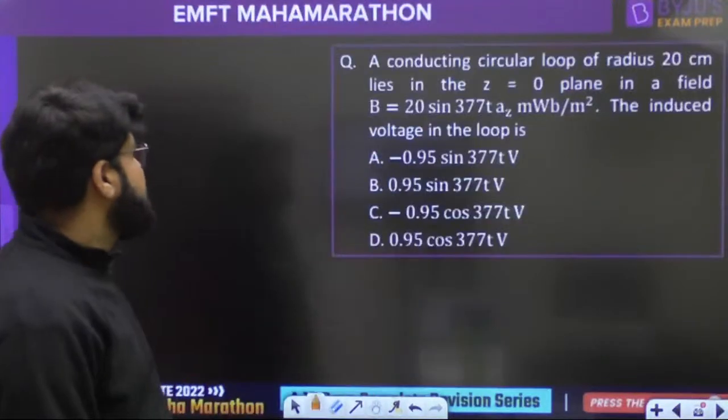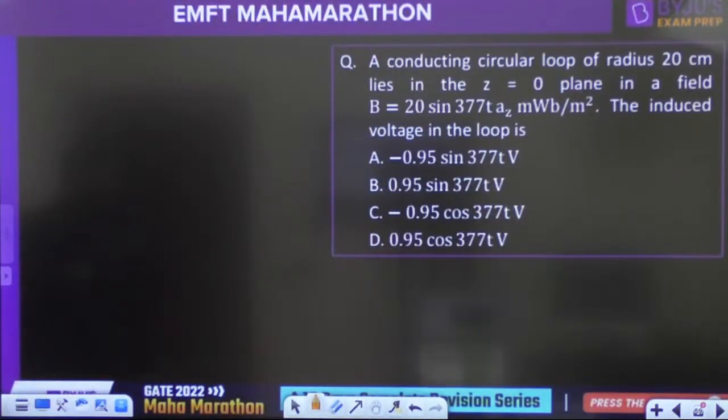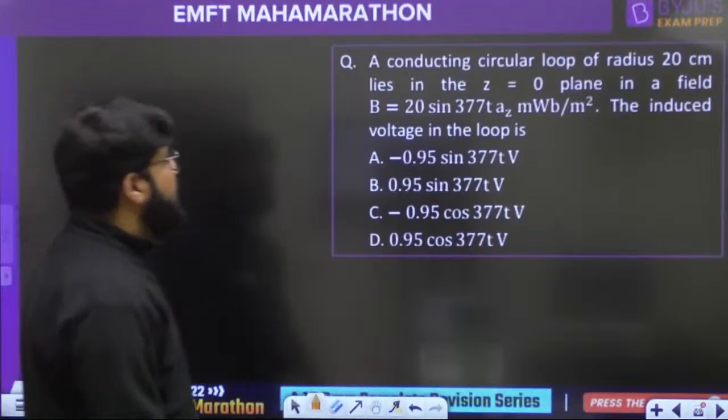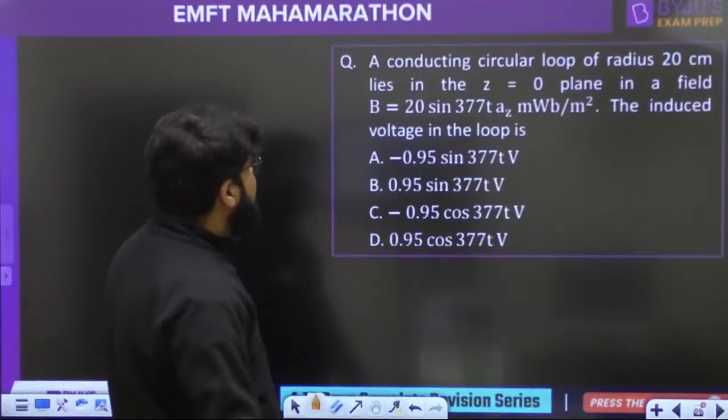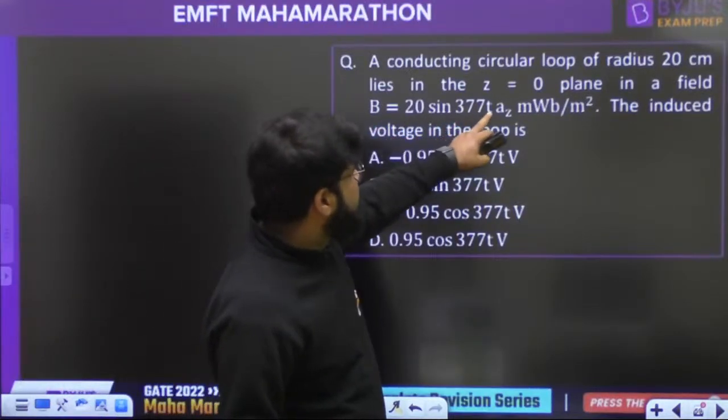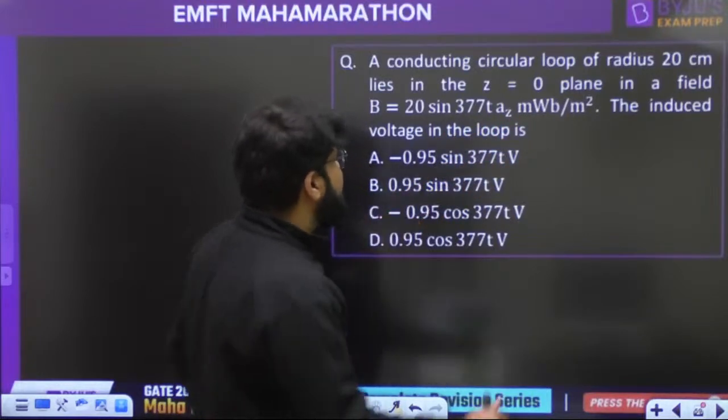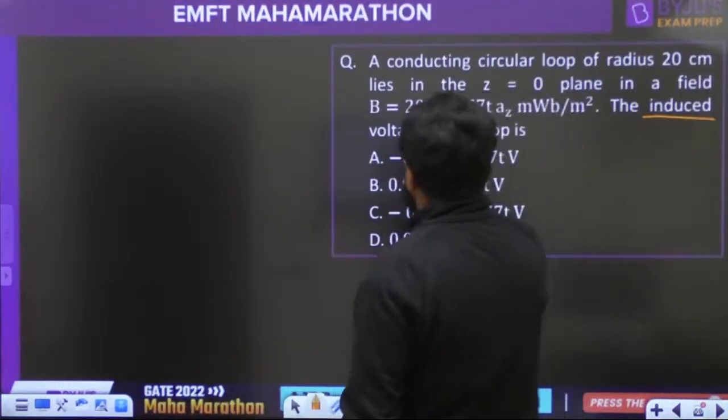Next case. A conducting circular loop of radius 20 centimeter lies in the plane z equal to 0 in the field B, which is 20 sine 300 t milliweber per square meter. What is the induced voltage, the induced EMF once again?